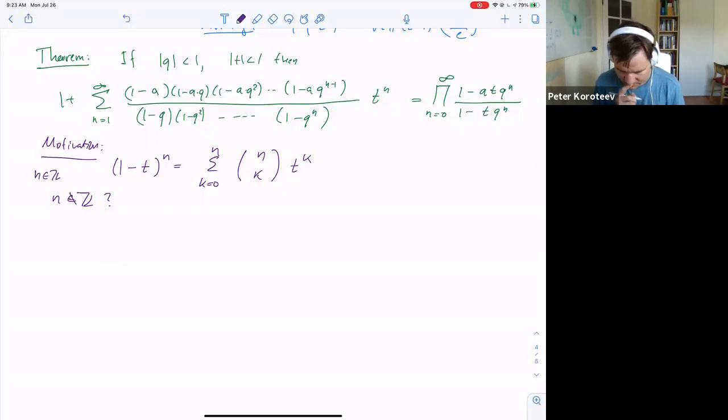And then also let's assume that... yeah, it doesn't really matter. The idea is to write this expression, 1 minus t. Let's denote the power alpha, so it will be less confusing. So alpha is not an integer, right? And we want to write it down as a sum of terms in powers of t.